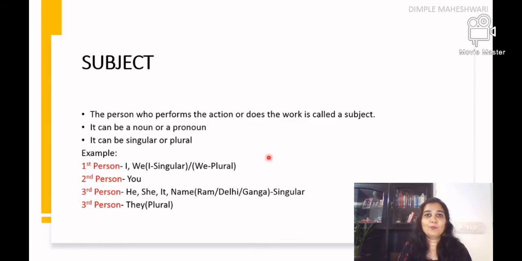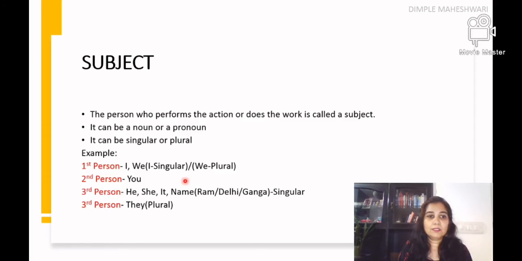Subject. The person who performs the action or does the work is called the subject. It can be a noun or it can be a pronoun. It can be singular and it can be plural. Here I have made a table to understand how singular and plural is applied in first person, second person and third person. So in first person we have I and we, where I is singular and we is plural.